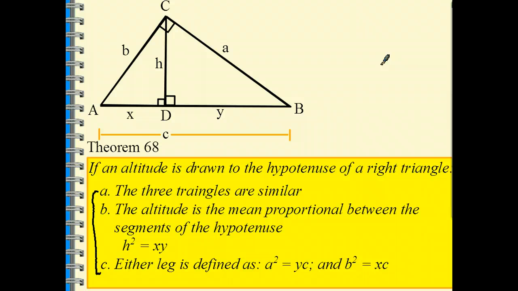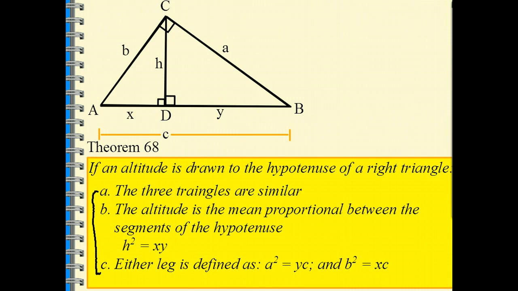All right, so given all of these parameters and variables, we can talk about these three conditions that are always true when we draw an altitude to the hypotenuse of a right triangle. First off, the three triangles are similar, and we just went through convincing ourselves of that the last few moments. We know that the altitude is the mean proportional between the segments of the hypotenuse. Well, that was what we did on the last slide.